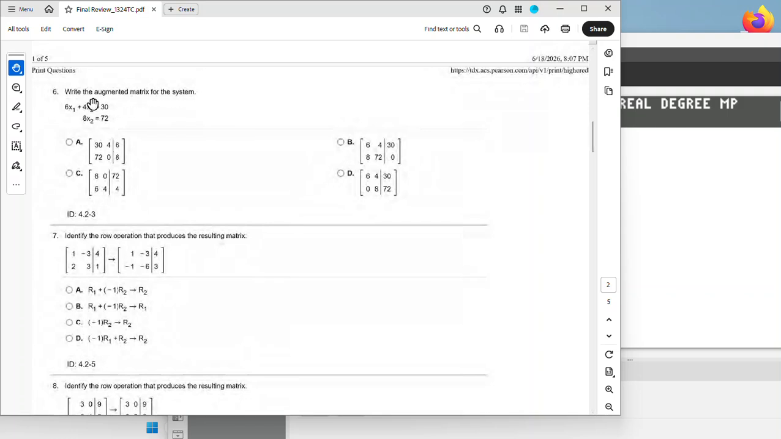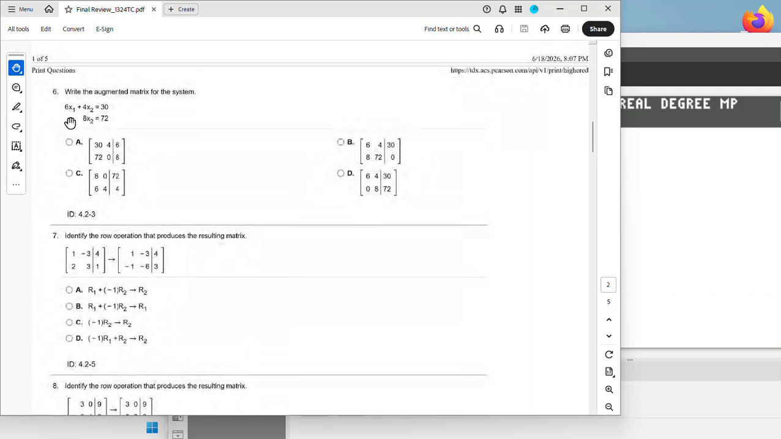This one, you want to write down this equation into the matrix. Okay, so now you can see this equation, the first one, only has two variables, right? So 6, 4 and 30, 6, 4 and 30 right here. So the first one, A, is incorrect. This one is also incorrect, right? So 6, 4 and 30. So only just look at the first equation, either B or D, right?